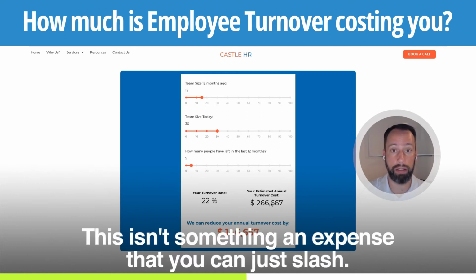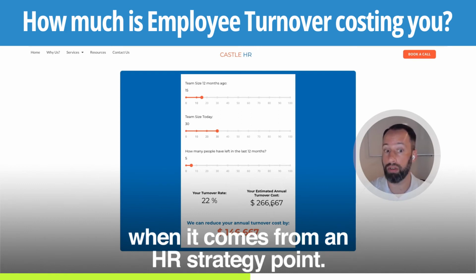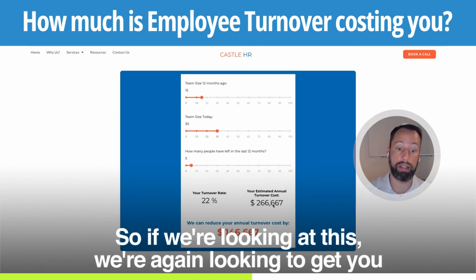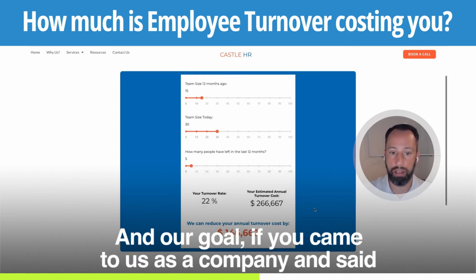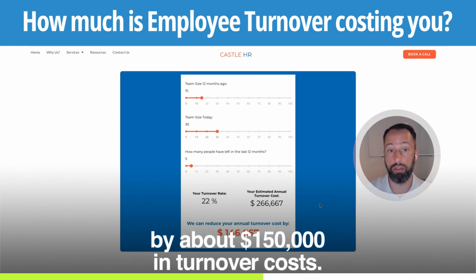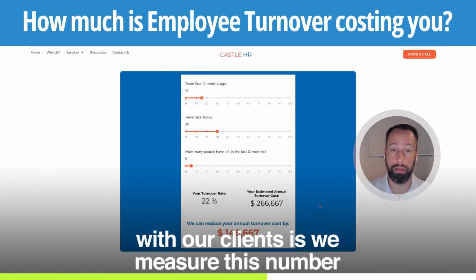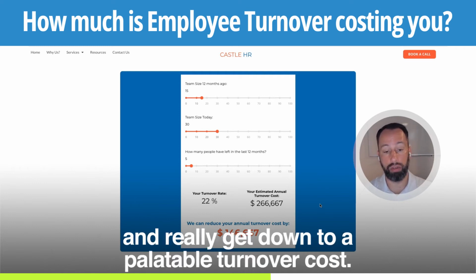This isn't an expense that you can just slash. This is something you need to be strategic about, and it comes from an HR strategy point. So if we're looking at this, we're looking to get you down to that 10 to 12% range. If you came to us as a company and said these are our metrics, our goal would be to reduce you by about $150,000 in turnover costs. And that's what we're seeing with our clients as we measure this number and really get down to the palatable turnover cost.